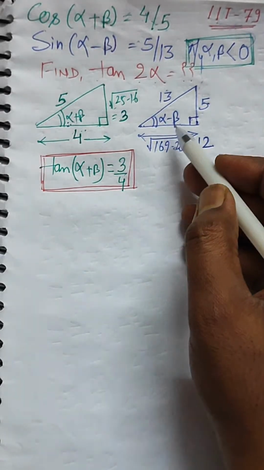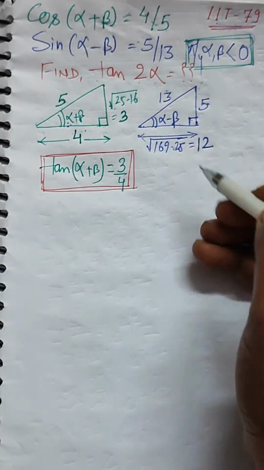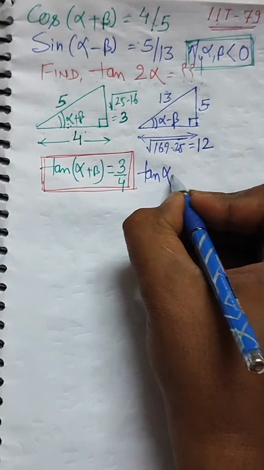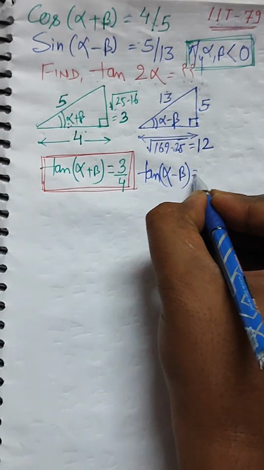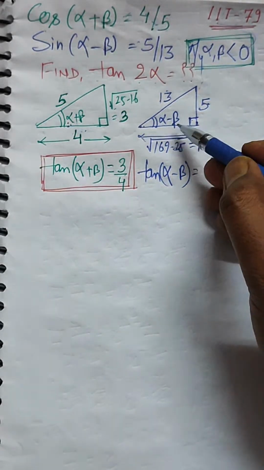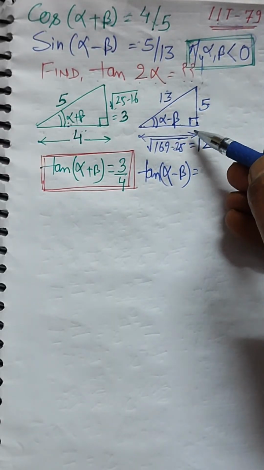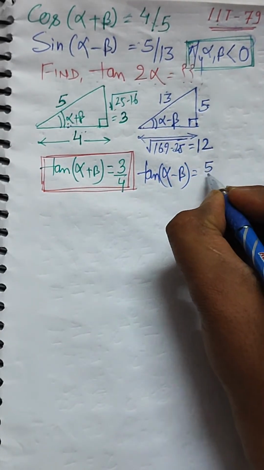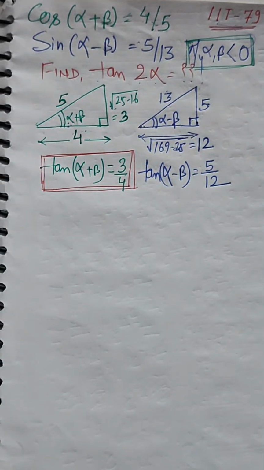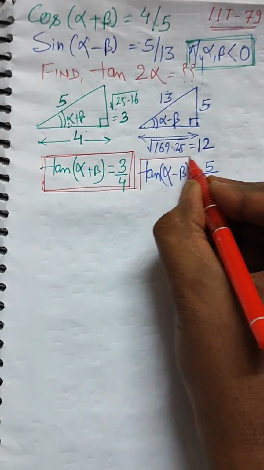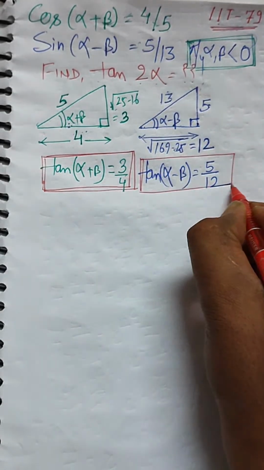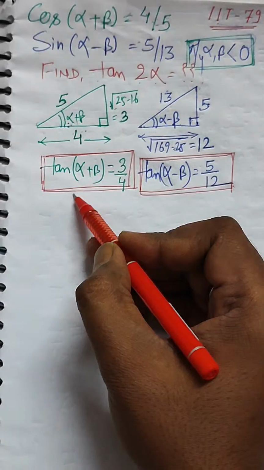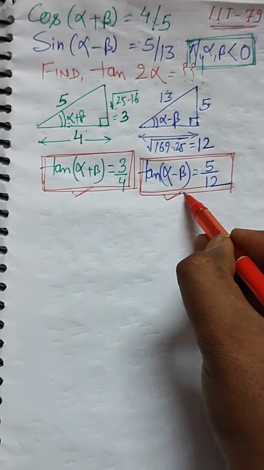Now similarly, what is the value of tan alpha minus beta? From the second triangle, this is equal to perpendicular by base, that means 5 by 12. So tan alpha minus beta is also calculated. Tan alpha plus beta is calculated, tan alpha minus beta is calculated.